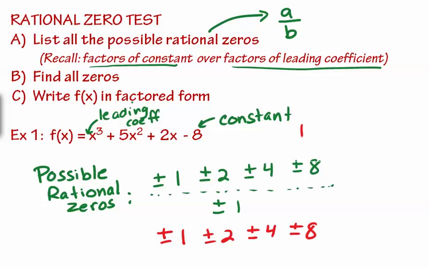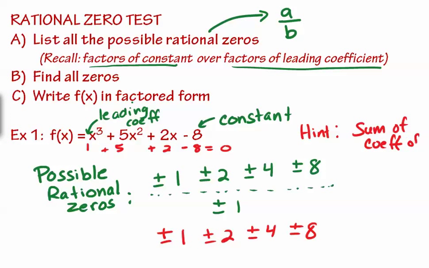And here's the best hint that I can give you. Look at the sum of these coefficients. Go all the way across and add them up. 1 plus 5 plus 2. Notice that's equal to positive 8 minus 8. When I add up these coefficients, I get 0. And what does that tell us? If the sum of the coefficients is 0, then 1 is an answer. So then 1 is a 0.